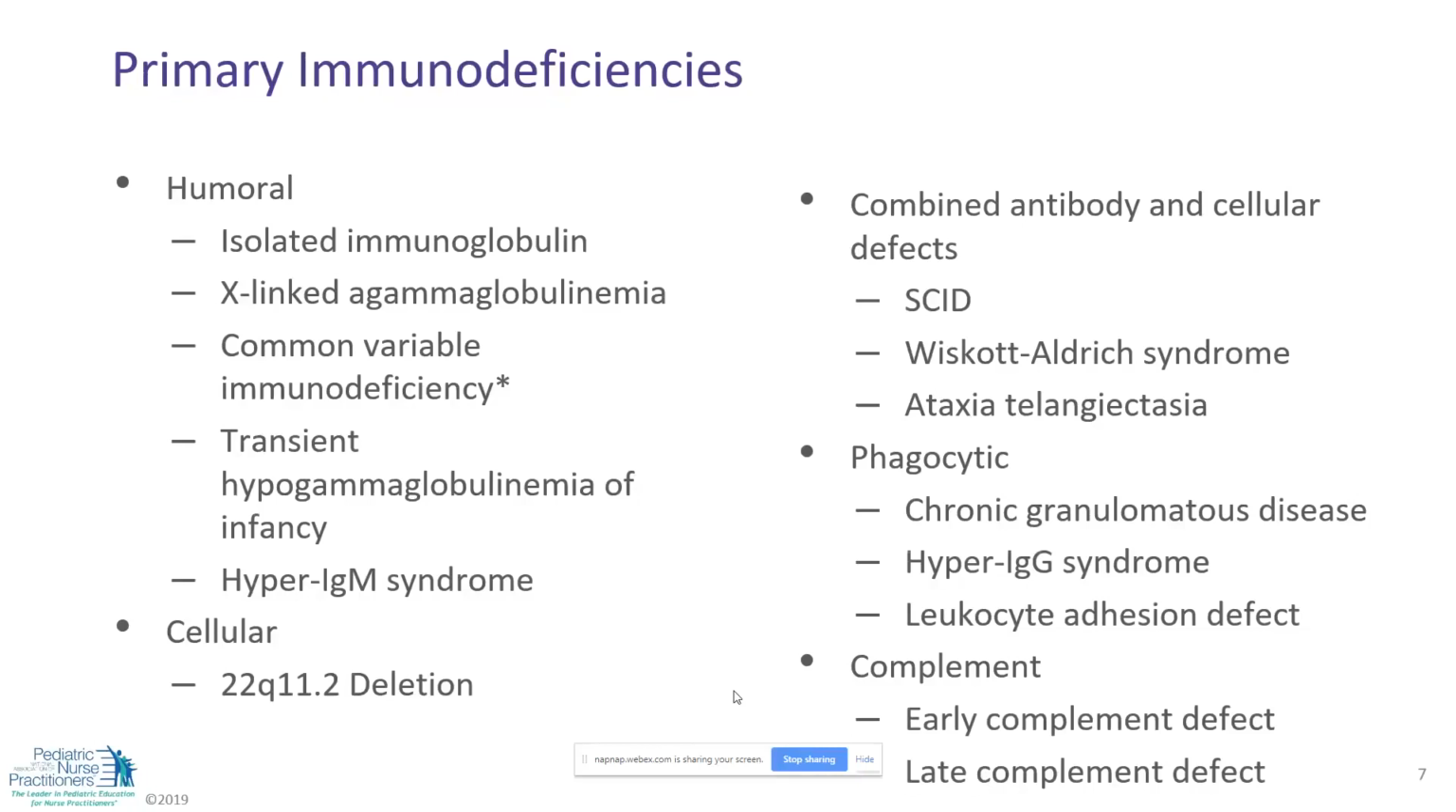Patients who have combined antibody and cellular defects may be diagnosed with severe combined immunodeficiency, or SCID, and that's the classic bubble boy that we used to hear about. Wiskott-Aldrich syndrome is another example of that. There are also phagocytic immunodeficiencies, including chronic granulomatous disease, or CGD, hyper-IgE syndrome, or leukocyte adhesion defect. And then remember that we talked about the role of complement in the immune system, and you can have either early or late complement defects as well.